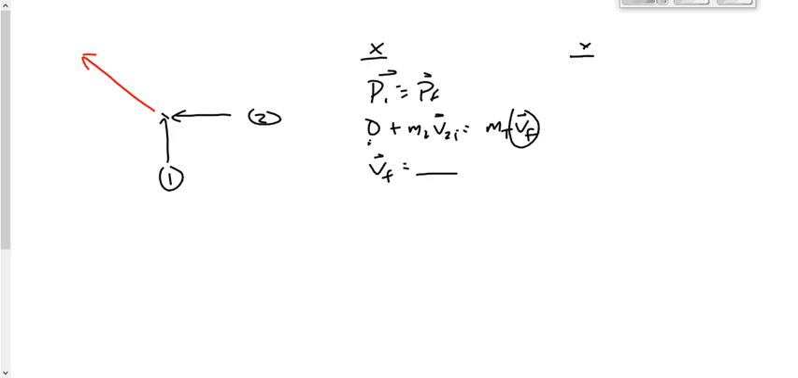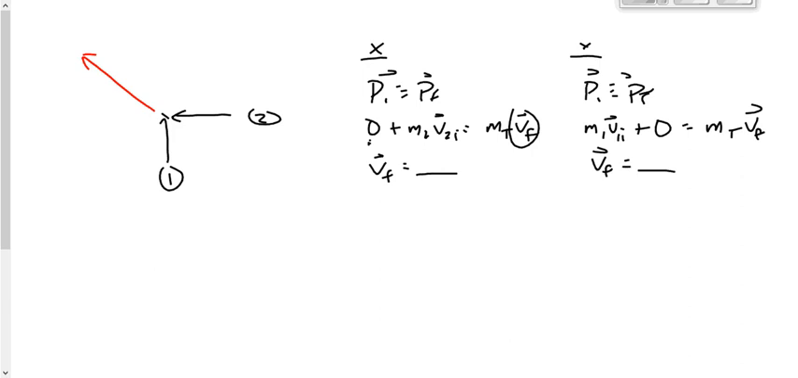And then we go and do our y component. For this one, we'll say pi is equal to pf again. This one would be m1 v1i plus 0, because object number 2 is only moving on the x-axis, not on the y-axis, equals m total times vf. Solve for vf. And then we just put them together, right? We say vf x component, vf y component, and then we combine those to solve for the hypotenuse, which is found by doing the Pythagorean theorem. The angle is found by the inverse tan function.